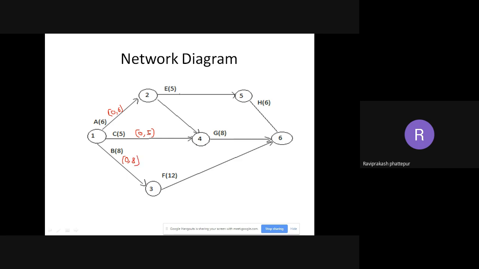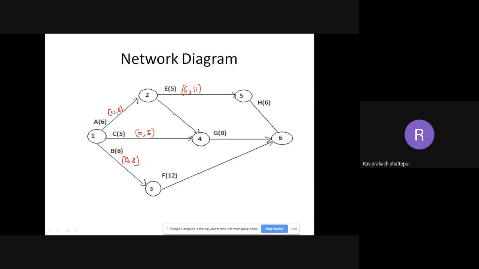So coming to E on top here. If you see, the end of A will be the start of E. So when will A end? A will end at 6. So this is 6 plus, what is the duration for E? It is 5. 6 plus 5 is 11. Okay, 6 plus 5 is 11.